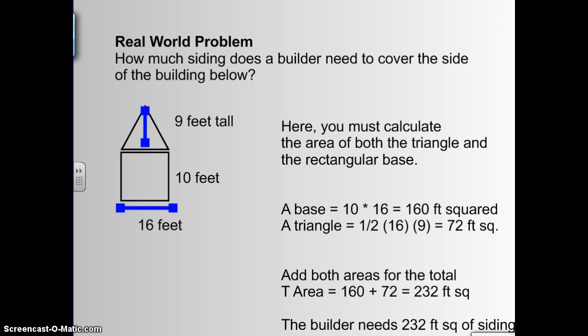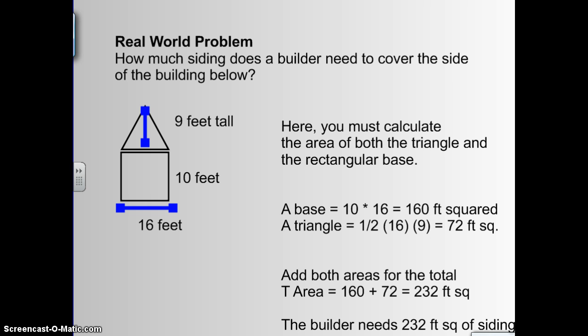We're going to calculate the area of the base, which is actually just the length times the width. Remember, that's just a regular rectangle area. So it's 16 times 10. That's 160 feet squared. The area of the triangle part at the top, I gave you the height, which is 9 feet tall, and you have to figure out what the base is. Well, the base of that triangle is the same as the width of the rectangle at the bottom, so it's 16 feet.